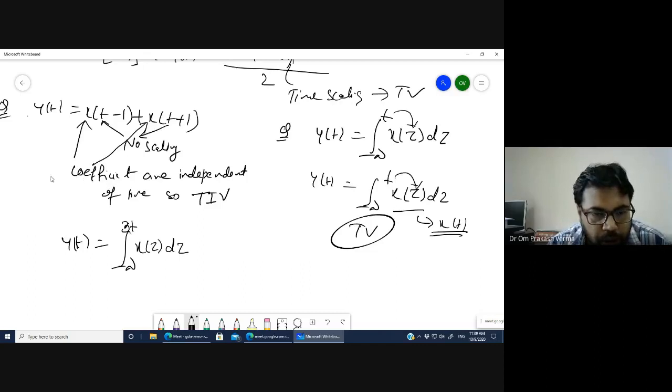What you have gone through in this conclusion: coefficients are independent of time. Here the coefficients of the function are time dependent. When you put this x, it becomes x of 3t. This becomes a function of time, right? So therefore it is a time variant system.